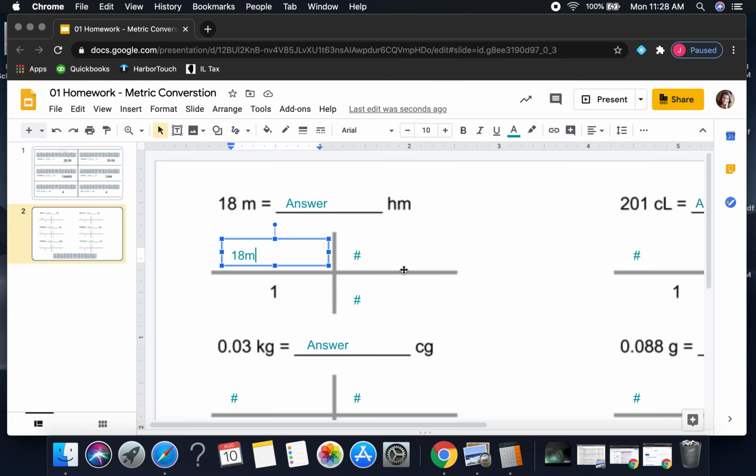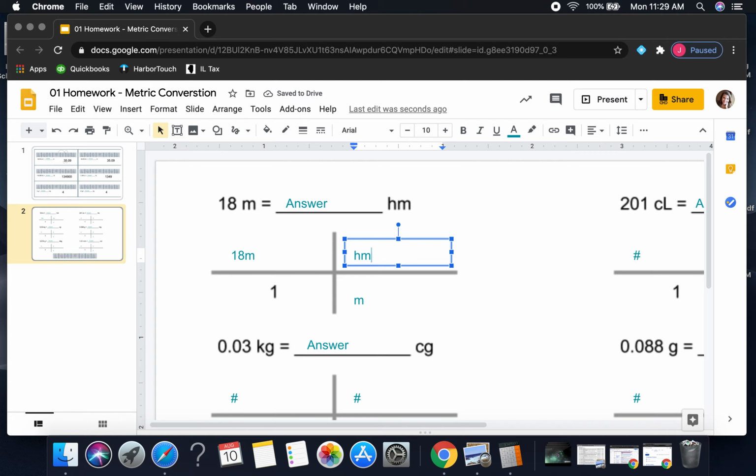So we would do meters divided by meters. It's kind of like if we were to do 5 divided by 5 is 1. It basically cancels out that number. Because we have meters up here, we want meters down here. And we're going to be going to hectometers, which will be our final answer.